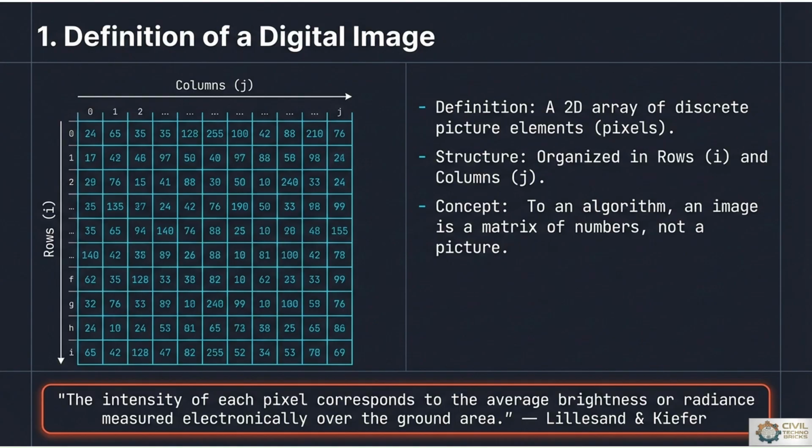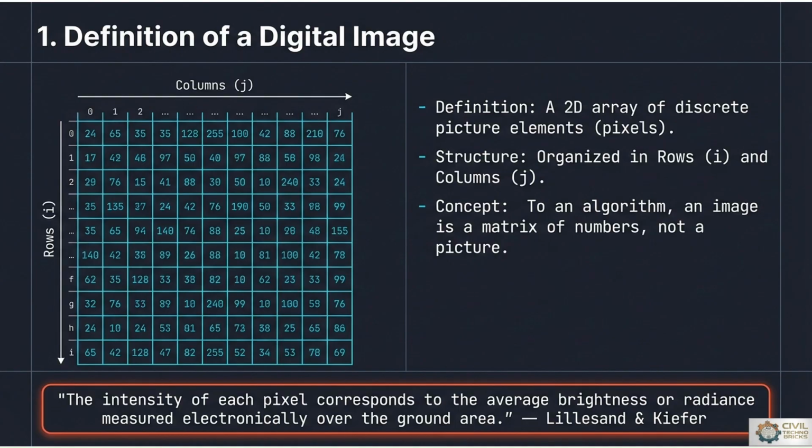What is meant by a digital image, right? Here the rows and columns are displayed with reference to some numbers. A digital image is a representation of the earth's surface in the form of pixels with numerical values. So a 2D array of discrete picture elements, that is pixels, is the definition of a digital image. The objective is to capture, store and analyze spatial information accurately. It works by converting electromagnetic energy into digital signals using sensors.